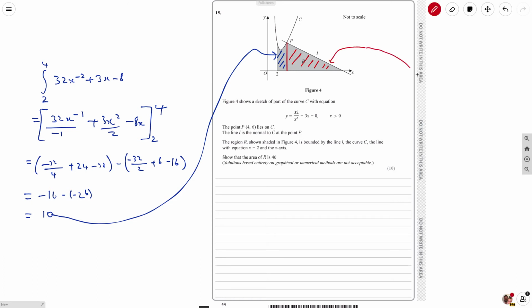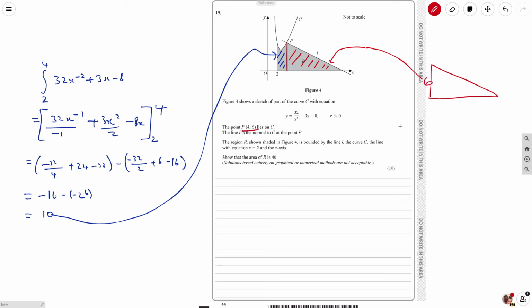It is just a triangle, so we will need to know what the base of the triangle is, and we need to know what the height of the triangle is. Well, the height of the triangle is just the y coordinate of the point P, and we've been given that. We don't need to work it out.